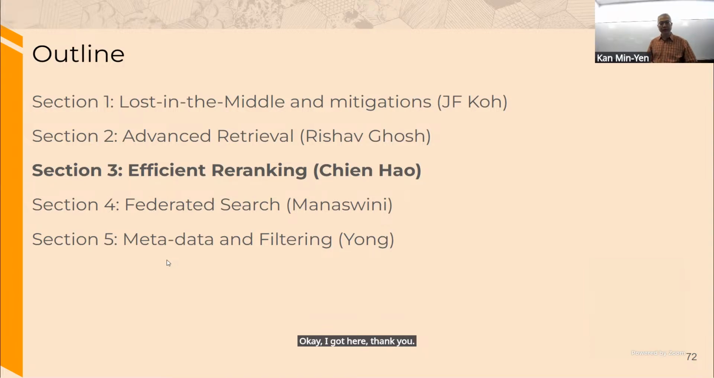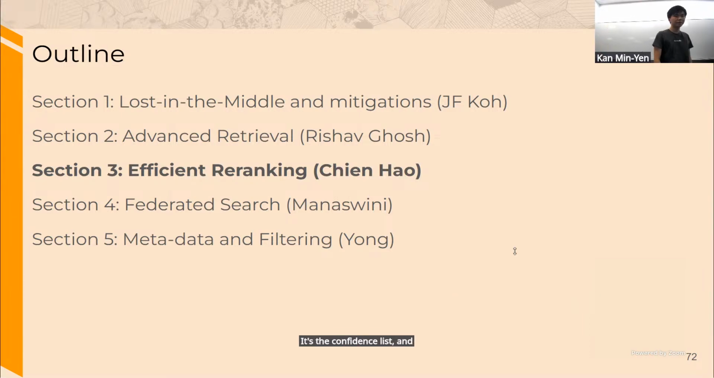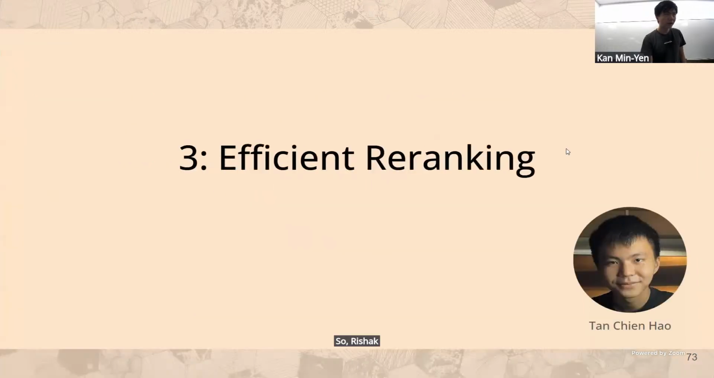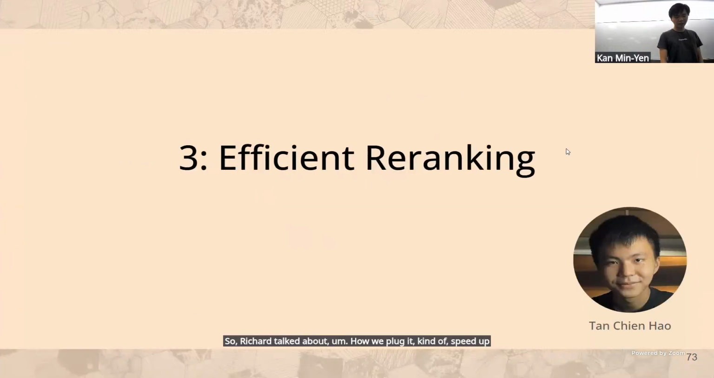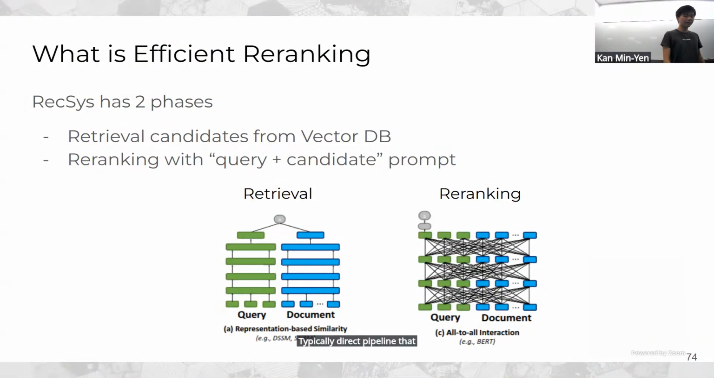Okay, thanks. So Chien Hao is back. So I think we'll start with Chien Hao's part now. Yeah. So you guys can hear me on this, right? Yeah. So I'm going to talk about efficient reranking. So Rishabh talked about how one can speed up different techniques, speed up retrieval, and typically in a RAG pipeline, there are two steps. One is retrieval from a database of sorts, and then after that, the second is reranking.